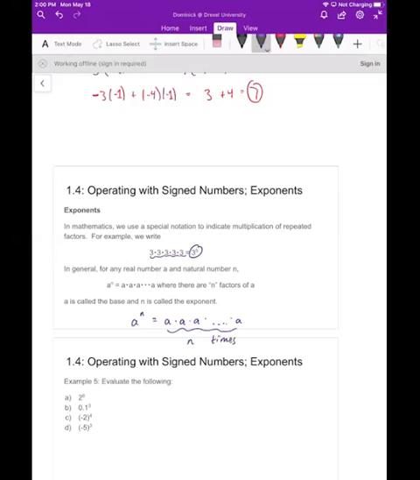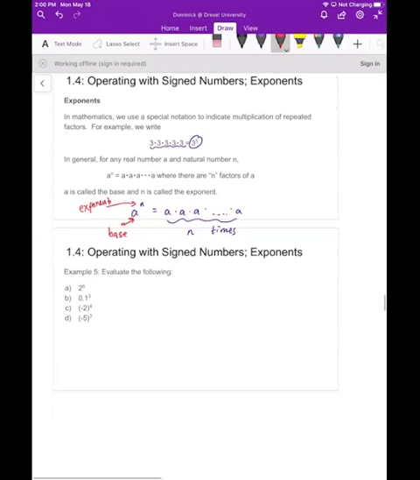All right. And then, of course, the number that is here is called the base, and then the little number up to the side is called the exponent. All right, so let's look at a couple examples of these. So in part A, we have 2 to the 6, which is just 2 times 2 times 2 times 2 times 2 times 2. And if you multiply these together, you'll find that that's 64.